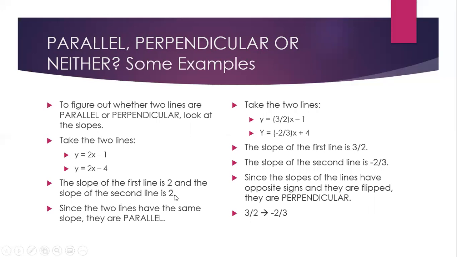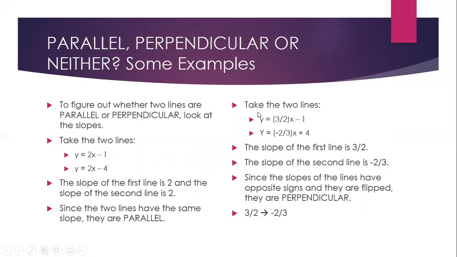The slopes are the same. If the slopes are the same, they are parallel. Done. That one's done. They are parallel. They have the same slope. We don't have to ask any more questions. We can circle that, underline it, put a big box around it, and say they're parallel. End of story.